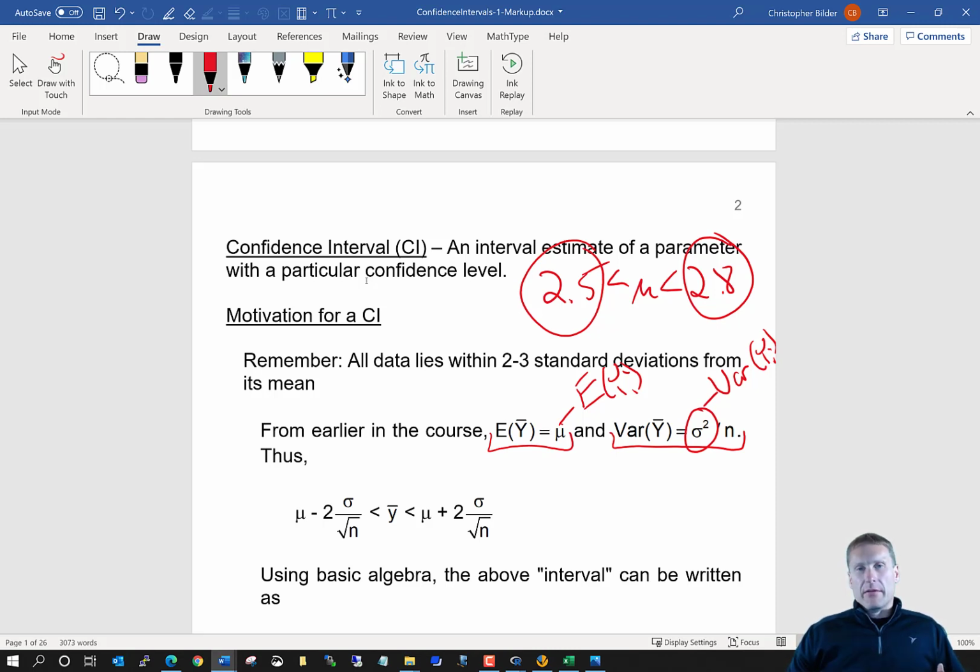Now, I would expect then all y bars, if I were to go out and take a sample, calculate some information about it, go out and take another sample, calculate some information about it, maybe calculating the sample mean every single time. If I repeated this process over and over and over again, so I have a whole bunch of y bars, I would expect these y bars to be within 2 to 3 standard deviations of the mean. So here's their mean. I'm going to subtract off 2 standard deviations. And here again is the population mean. I'm going to add now 2 standard deviations.